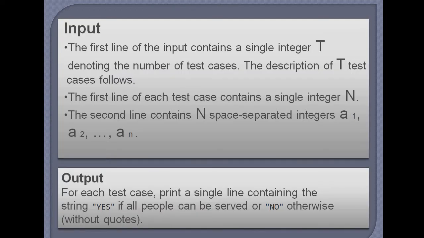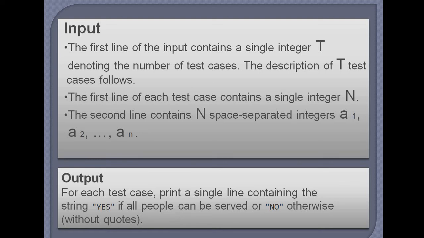After looking at these explanations, let's talk about the input and output of our program. The input says that the first line should contain a single integer t that denotes the number of test cases. After that, the first line of each test case contains a single integer n, and the second line contains n space separated integers a1, a2 till an.